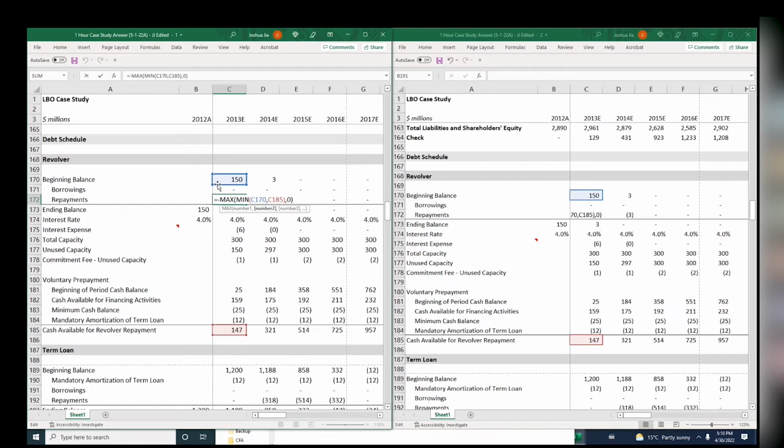This one's a little more confusing, but let's look at it piece by piece, right? Like, okay, the minimum between the beginning balance of the revolver and the cash available for payment.